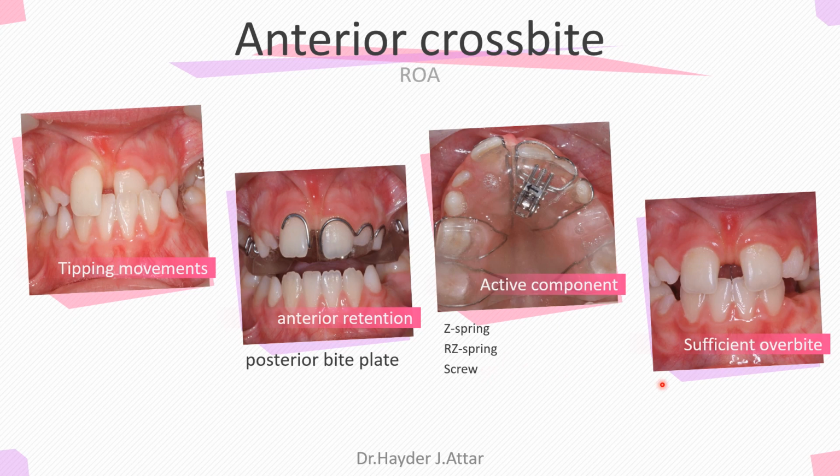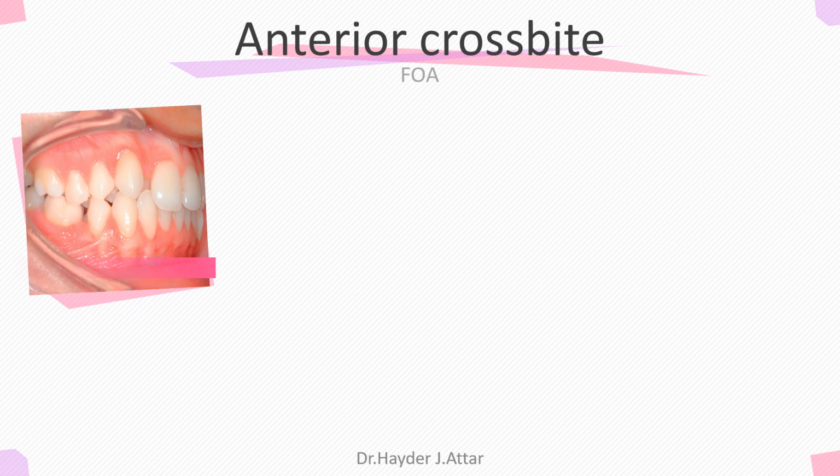It's important after the correction of the crossbite that you have a sufficient overbite to prevent the relapse of the incisor back to the crossbite position. When you don't have sufficient overbite, you may need a fixed orthodontic appliance to correct the anterior crossbite.